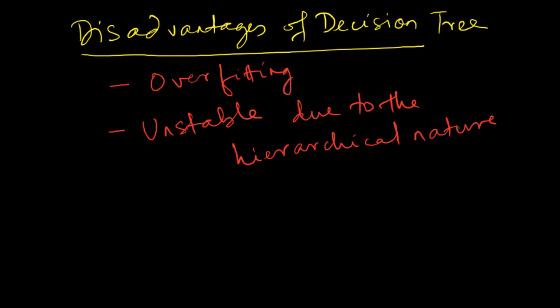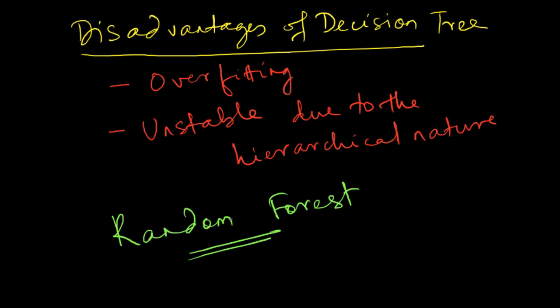Now, to address these problems, overfitting and lack of stability at one stroke, people have introduced a method which is called random forest. So in random forest, what you do is that instead of building just one tree, you build many different decision trees and take an average over all of them. So this does make the process slower, but it helps you in taking care of overfitting and instability of your decision tree hierarchical structure.